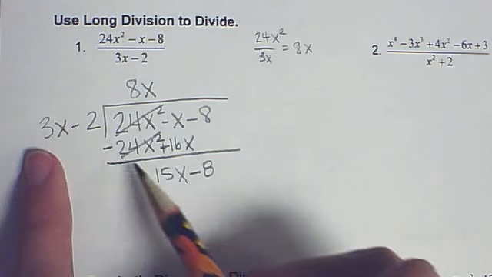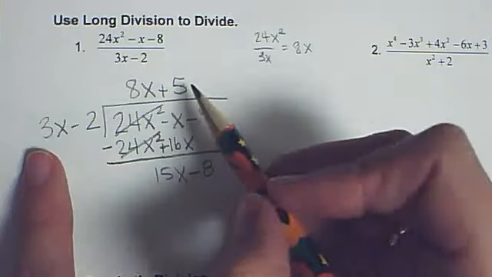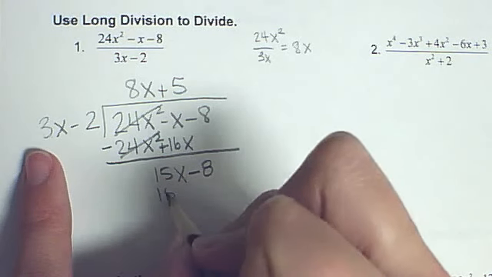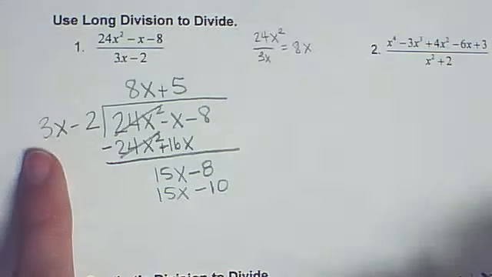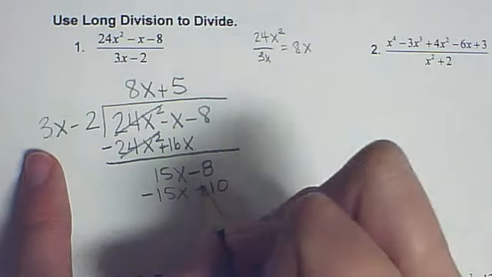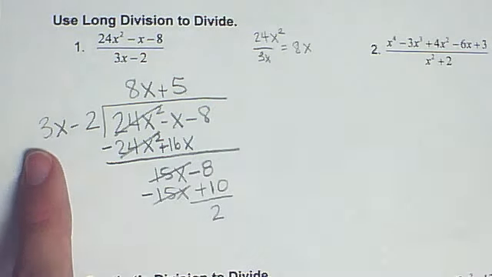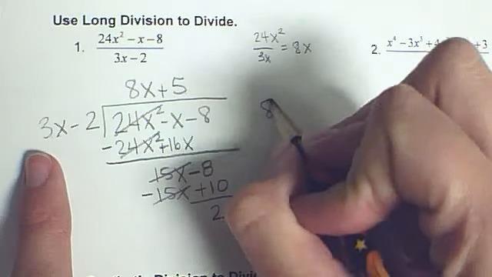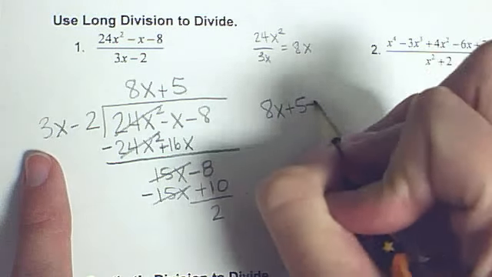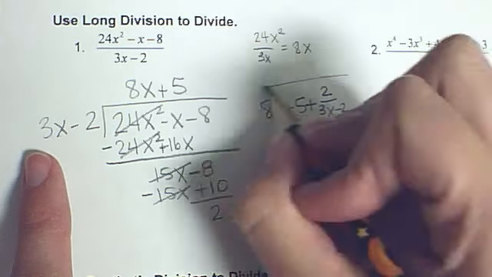How many times does 3x go into 15x? It goes in 5 times. So 5 times 3x is 15x, and 5 times negative 2 is negative 10. Distribute. I'm going to flip my signs. My 15x's cancel, and I'm left with a remainder of 2. I know this is my remainder because 3x does not go into 2. My final answer on this problem would be x plus 5 plus 2 over 3x minus 2. Remember, remainder over divisor.